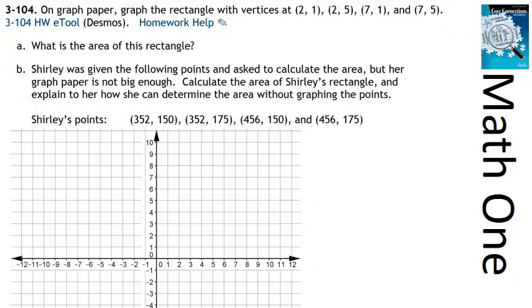On graph paper, graph the rectangle with the following vertices. Let's go ahead and do that real quickly. So the first vertex is at positive 2, positive 1. The next vertex is at positive 2, positive 5. Next we are at 7, 1, and then finally we are at 7, 5.